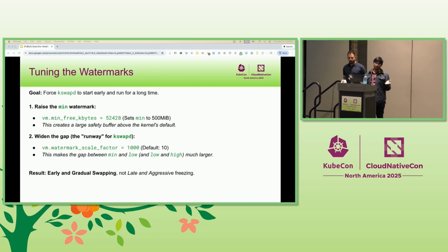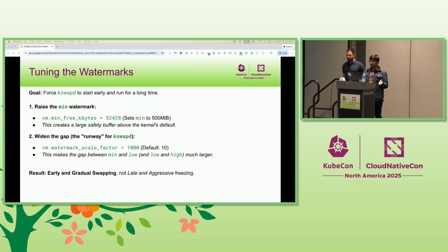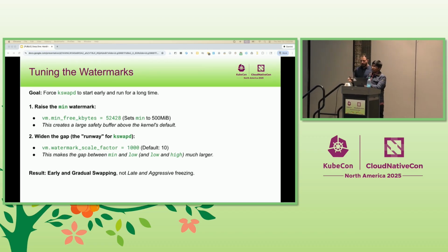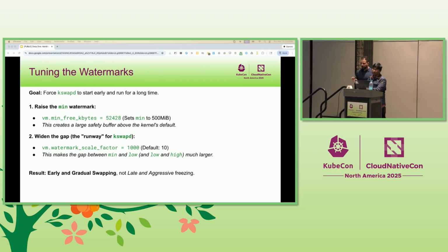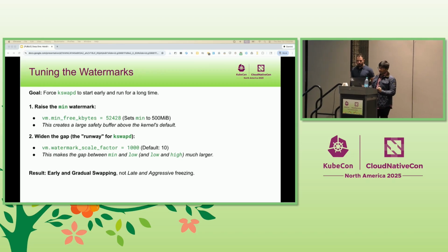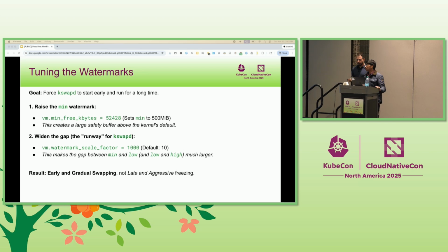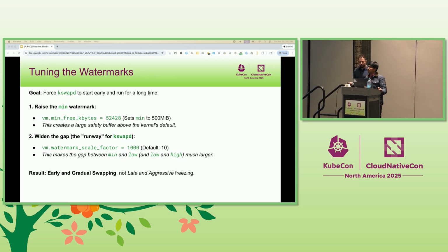The trade-off is that early swapping means early reclaim, so you have better control of the memory, versus spending CPU cycles on your swap activity. In my preference, early and gradual swapping is better than late and aggressive freezing, because as we talked about, when do you see application freezes? Not in my case during the swapping activity, but actually when the min watermark was hit. That's because the kernel is trying to do synchronous reclaim.